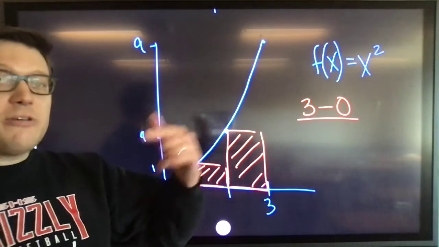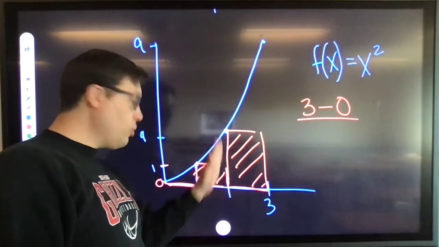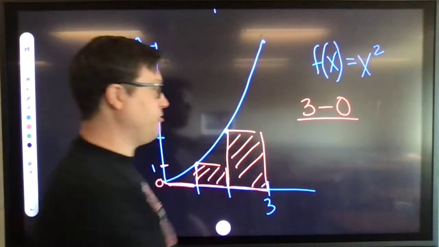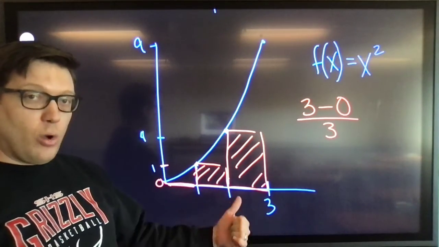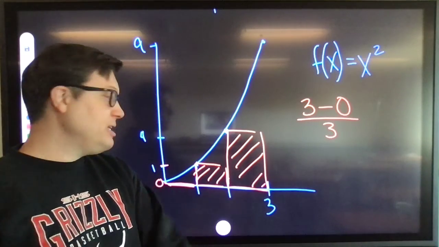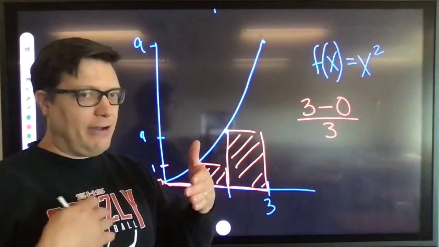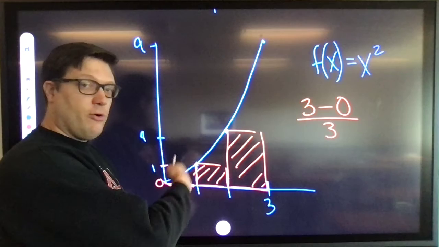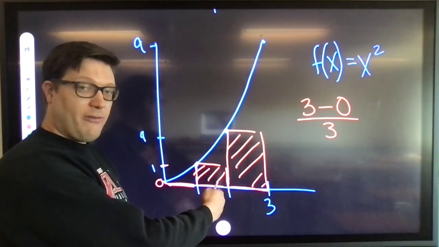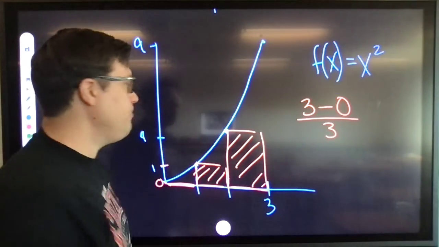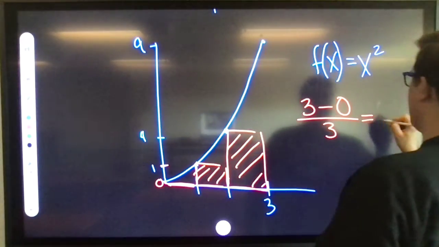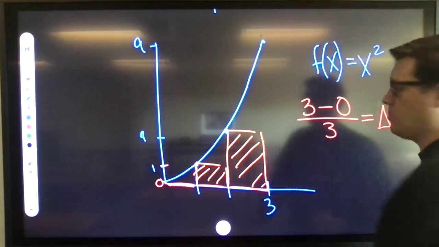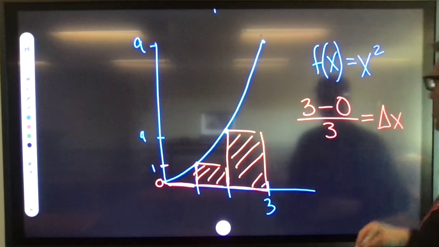Subtract them, and then divide by 1, 2, 3, since I've got 3 subintervals, which I'm only choosing 3 because I can see a jump by 1. The comment that I've made the last couple of days has been, what if we go by a half? 0 to 1 half, 1 half to 1, 1 to 1 and a half, 1 and a half to 2, etc. Okay? So we need this information. We're going to call this our delta x. But that's also the base of each rectangle.